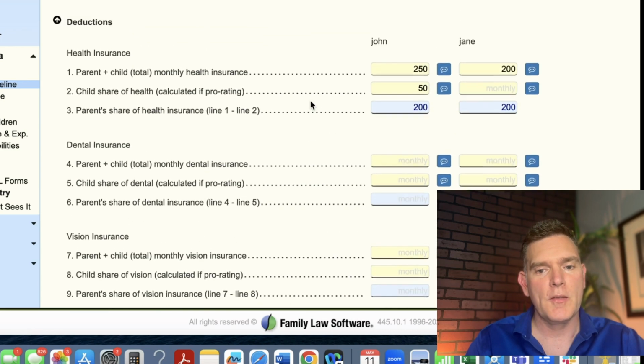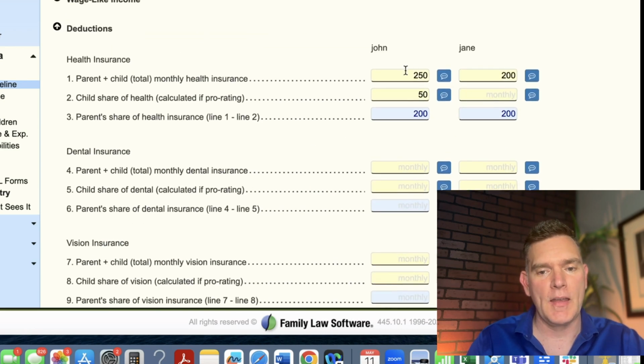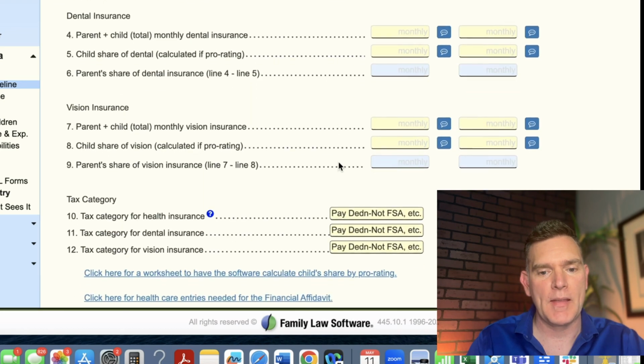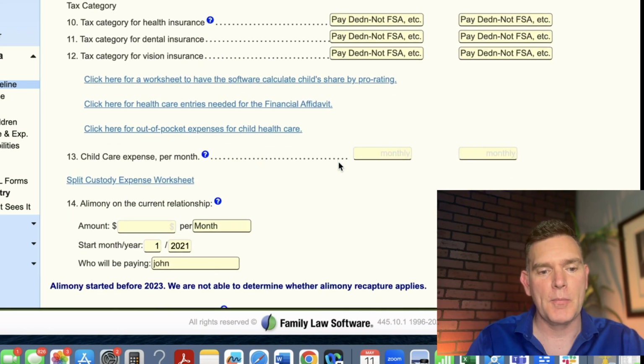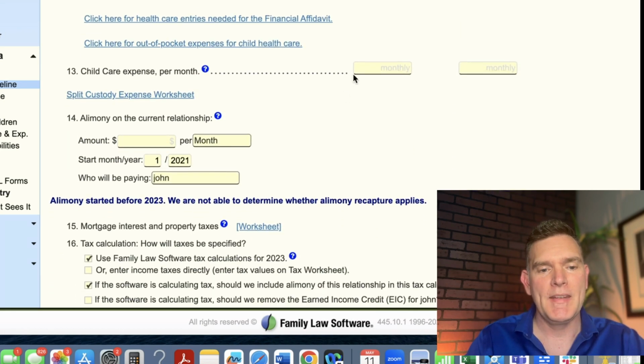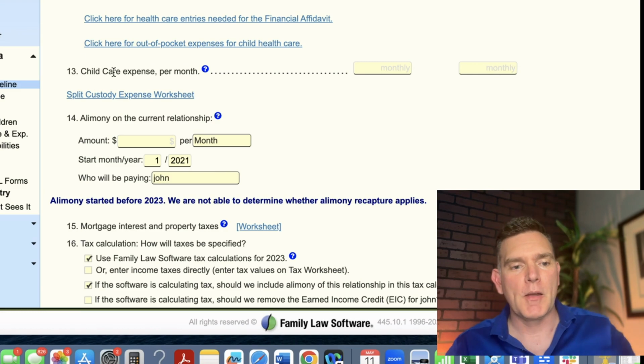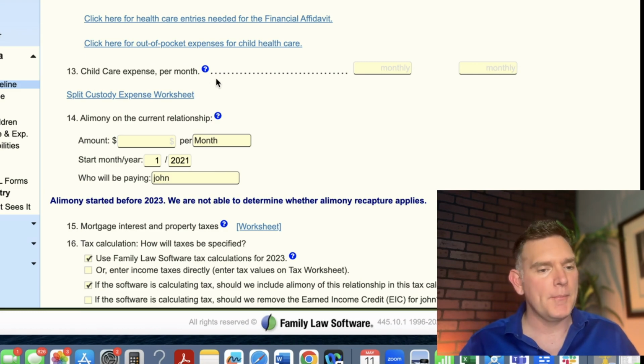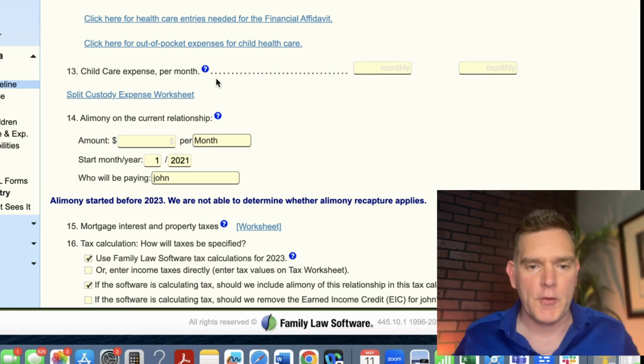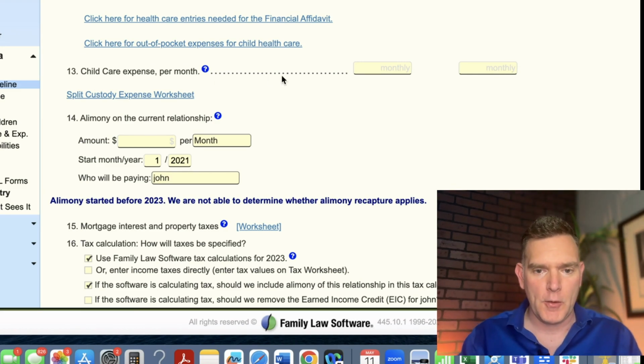Vision insurance, sometimes they'll just add those all together and plug them in here. I don't think it makes that much of a difference, but something to be on the lookout for. Daycare costs. This is a wild card in child support cases that I want everyone to be aware of, because childcare expenses per month can wreak absolute havoc on your child support calculations. And I'm going to show you why.